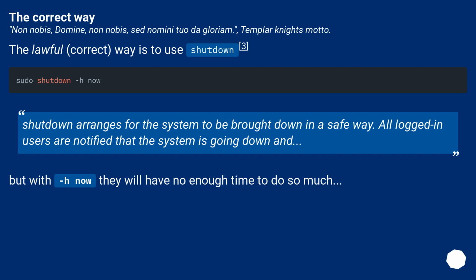The correct way. Non nobis, Domine, non nobis, sed nomini tuo da gloriam, the Templar Knights' motto. The lawful, correct way is to use shutdown 3. Shutdown arranges for the system to be brought down in a safe way. All logged in users are notified that the system is going down, but with -h now, they will not have enough time to do so much.